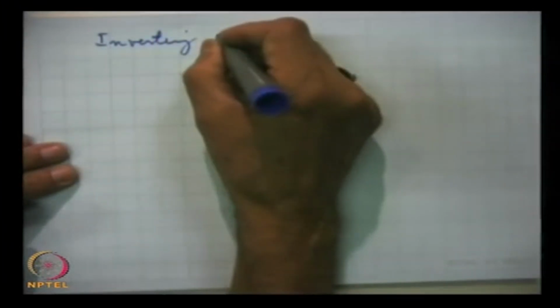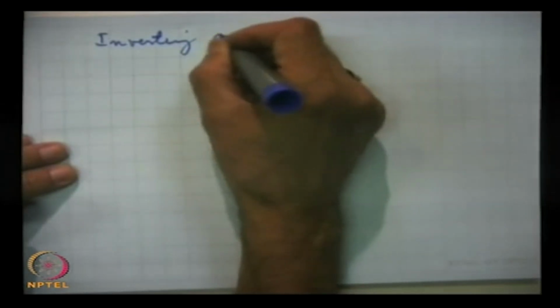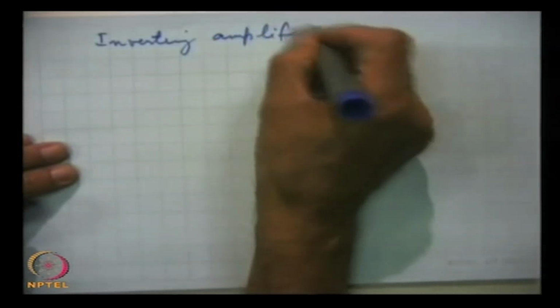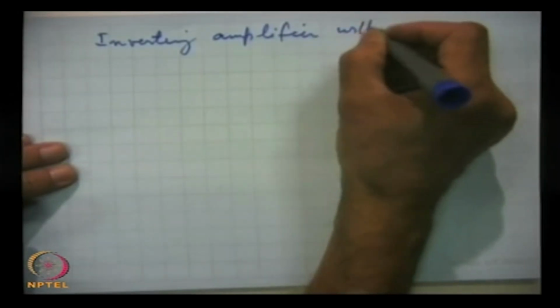Next, we take an inverting amplifier, and how do we know whether the amplifier is inverting or non-inverting? Simple: where we are feeding the input signal. As you have seen in the case which we have studied, the input signal was attached to the non-inverting input. So it was a non-inverting amplifier. Next is the inverting amplifier with feedback.